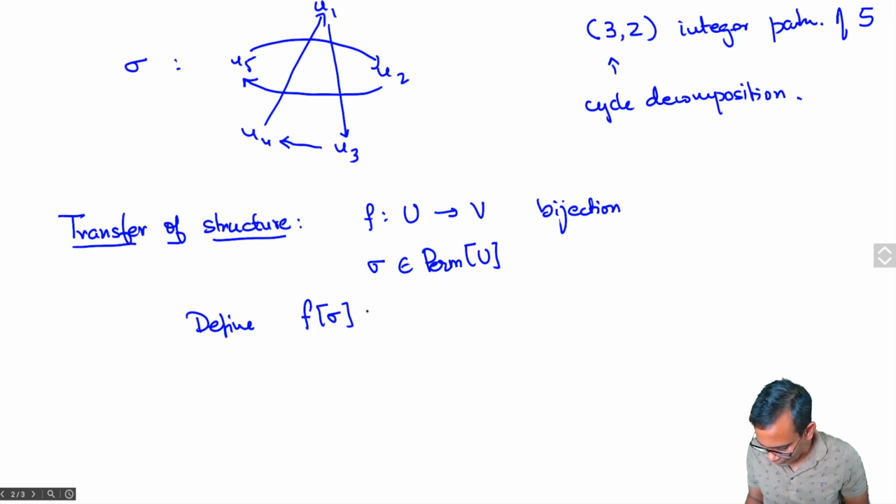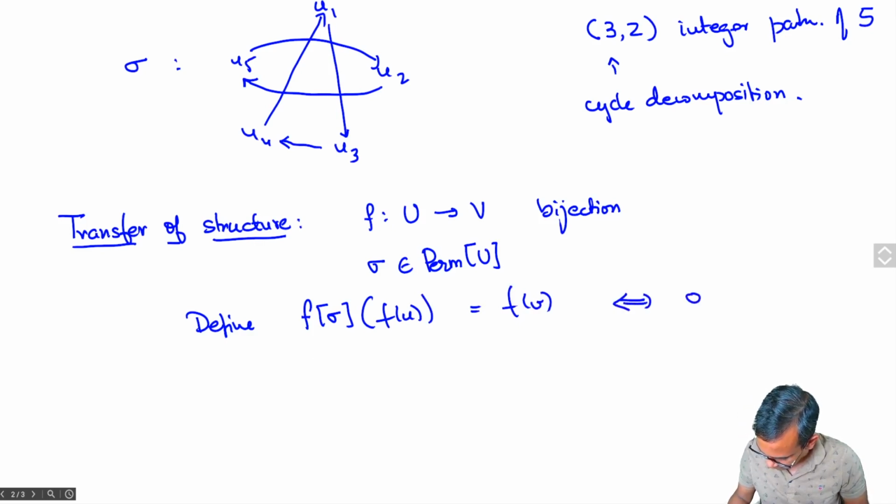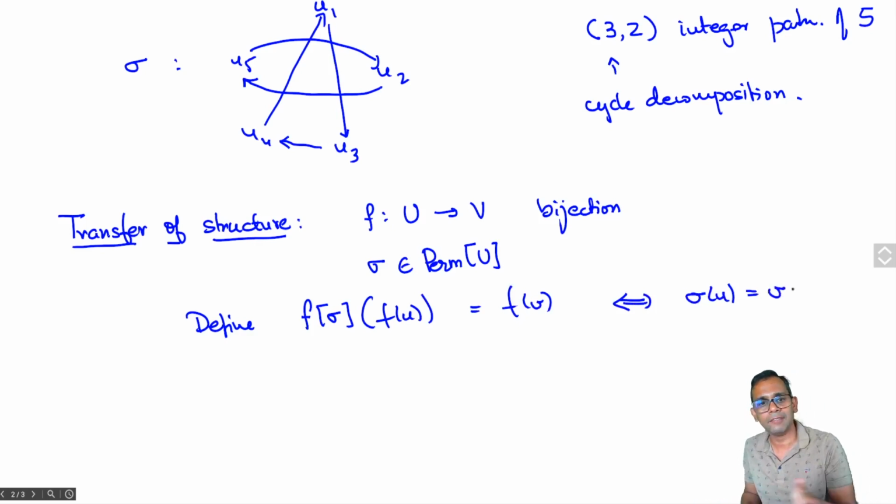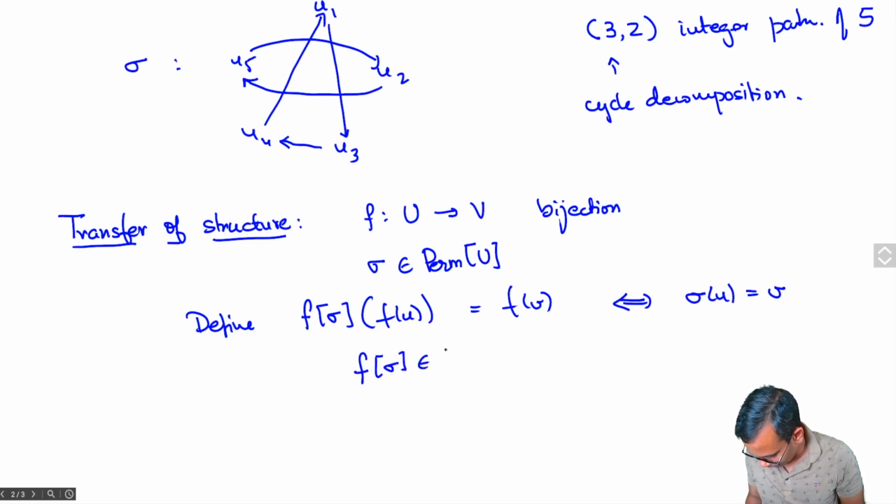And what this f sigma does is it takes fu to fv. So f sigma of fu is equal to fv if and only if sigma of u is equal to v. So if sigma takes u to v, then we ask f sigma to take fu to fv. And this gives rise to a well-defined permutation on V. And this is called the transfer of structure.